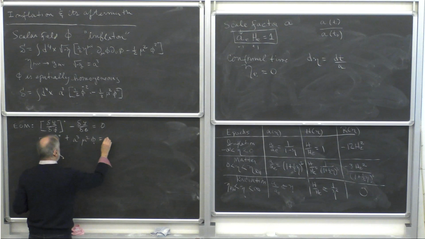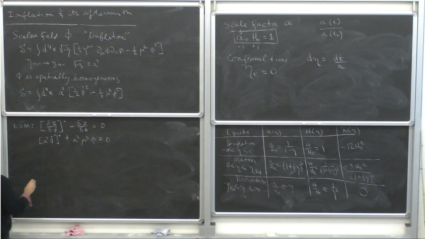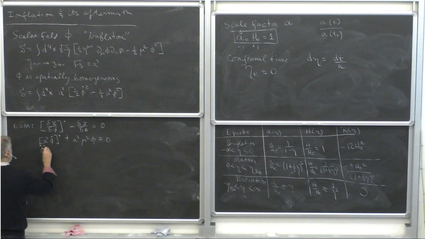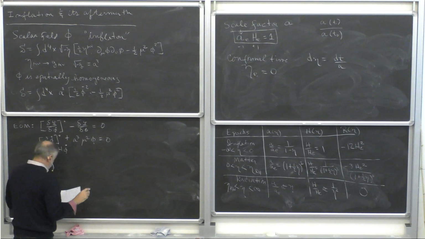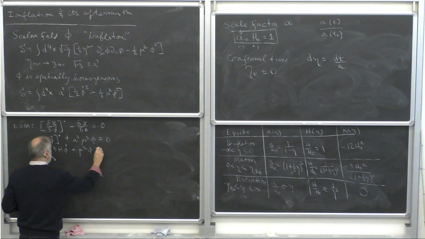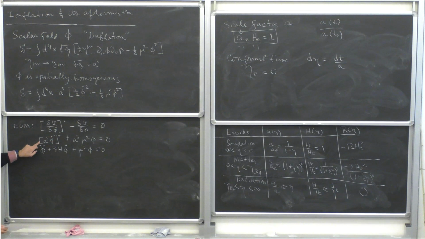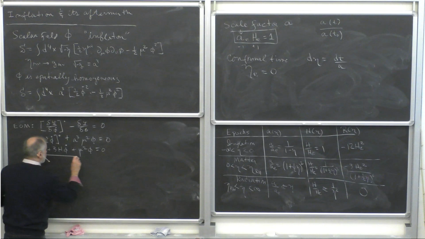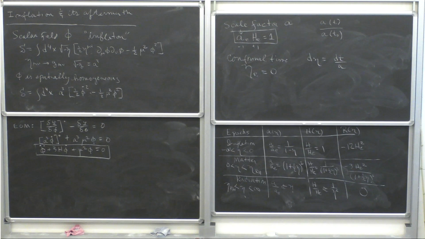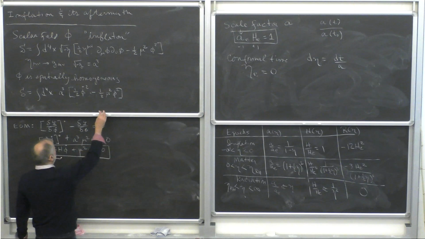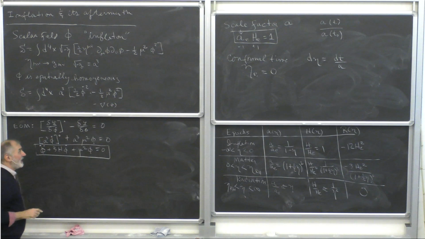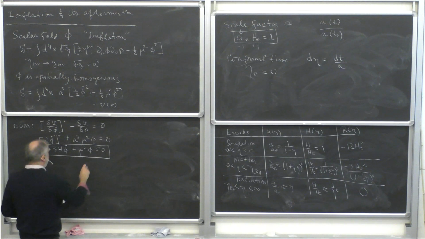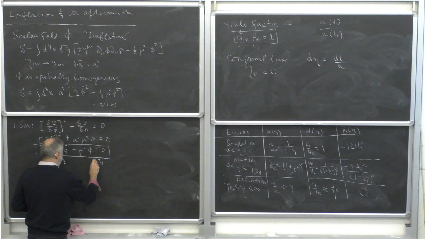Okay, just a simple Euler-Lagrange equation. So this ends up phi double dot plus 3H phi dot plus mu squared phi is equal to zero. I'm just taking the derivatives here and dividing by a cubed, and I end up with this scalar field equation of motion. And in general, if you wanted to include a potential that's not a quadratic potential, then this mu squared phi would just be dV/d phi of V.